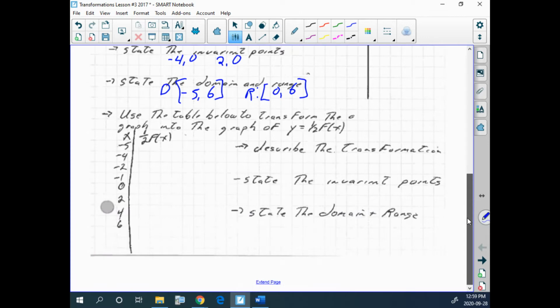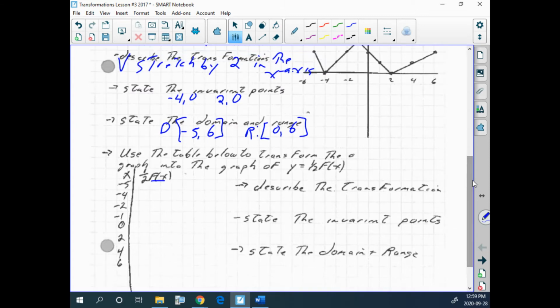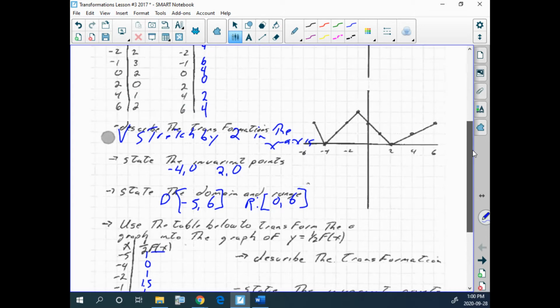We're going to do the same process when we take this. We run our input number through the function, and then multiply by half. So we end up with 1, 0, 1, 1.5, 1, 0.5, and 1. Again, those are just half of the original output numbers here.